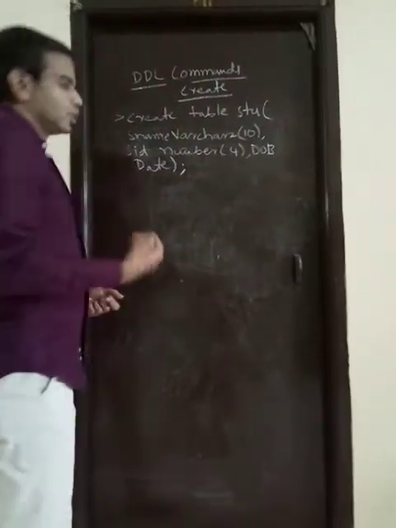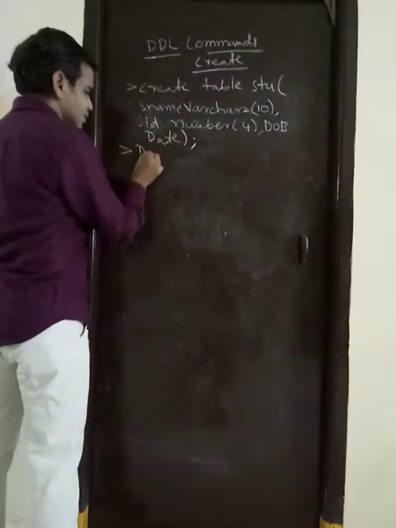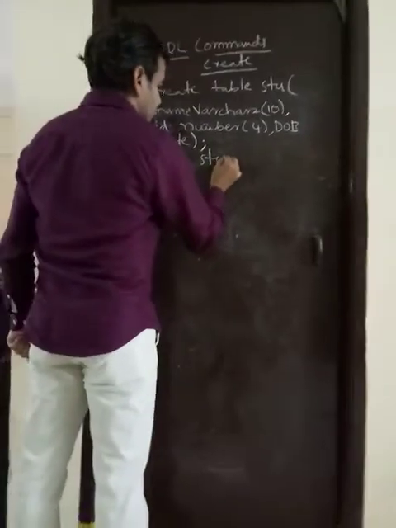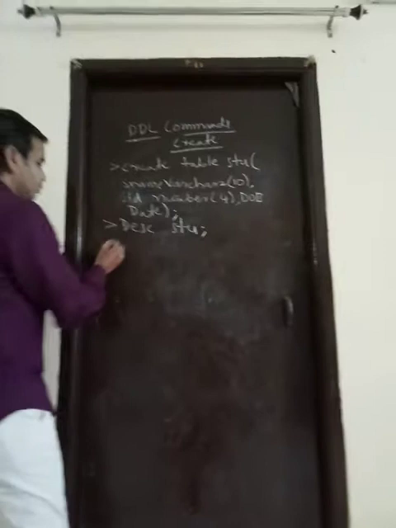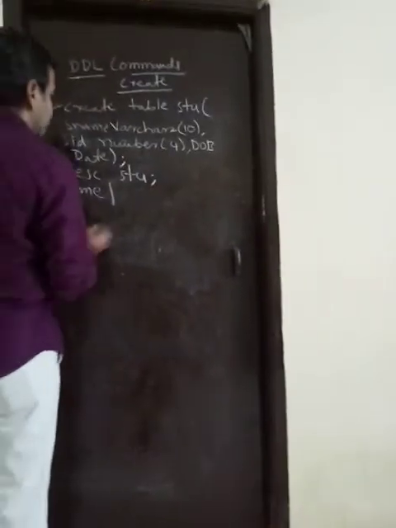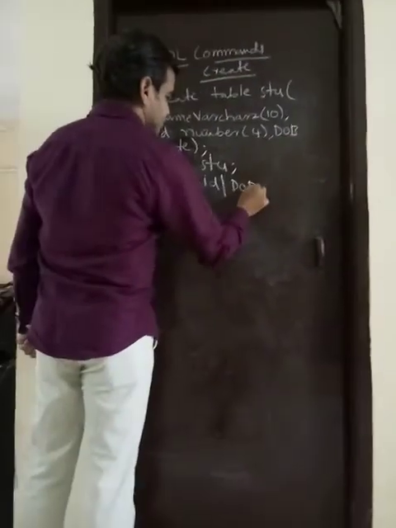Okay. To view the structure of a table, the command is DESC, description, student. So it will display only 3 columns. The column names are student name, student ID, and date of birth.